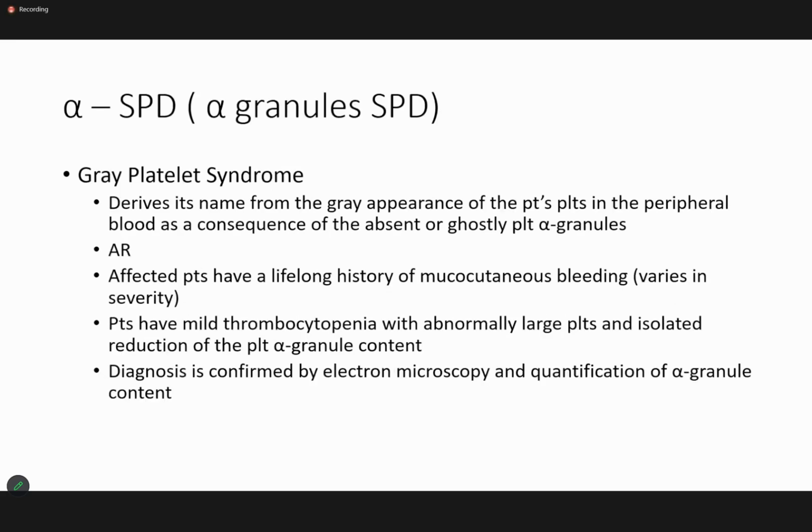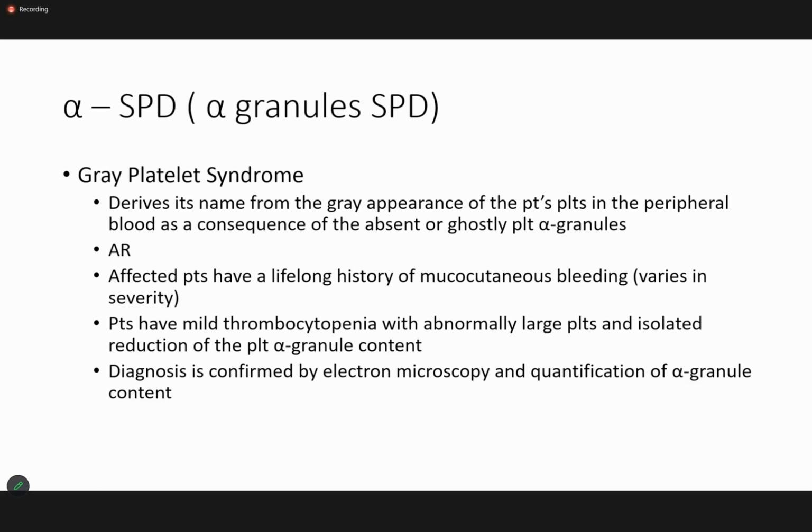For alpha granule SPD, what I want to talk about today is gray platelet syndrome. As you all know, gray platelet syndrome derives its name from the gray appearance of the patient's platelets in the peripheral blood, as a consequence of the absence or paucity of platelet alpha granules. The mode of inheritance is autosomal recessive, and these patients have a lifelong history of mucocutaneous bleeding.